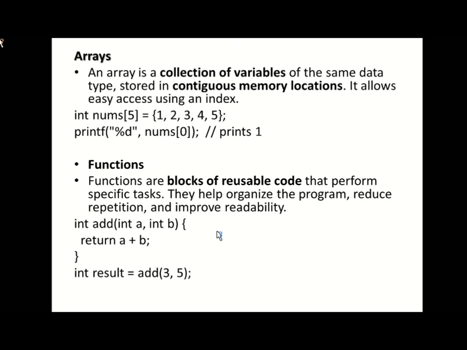Then we have arrays in C. What is an array? An array is a collection of variables of the same data type stored in contiguous memory locations. It allows easy access using an index. For example, nums is an integer variable and this is an array, which means this array contains 5 elements, that is 1, 2, 3, 4. These are the elements in an array, all of the same data type.